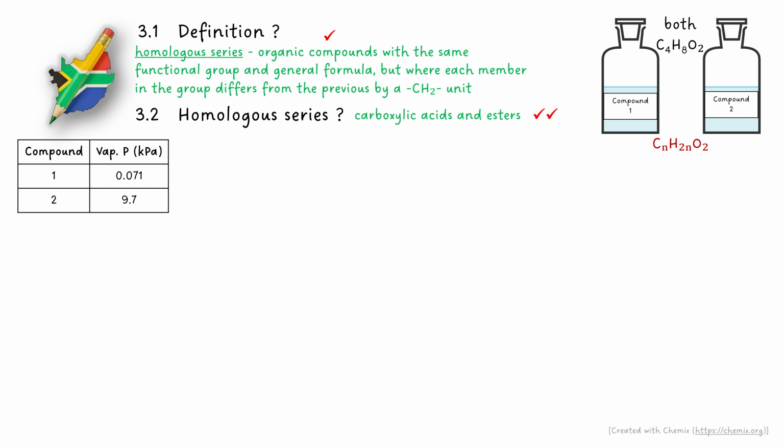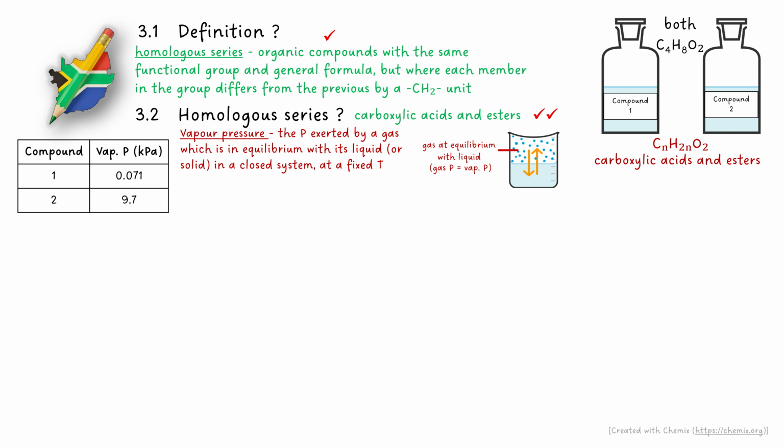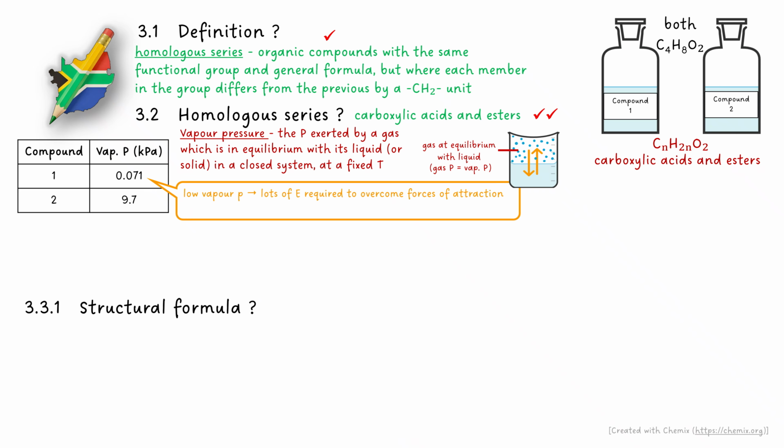Next, we are given the vapor pressure of each compound. Vapor pressure is the pressure exerted by a gas which is in equilibrium with its liquid in a closed system at a fixed temperature. We need to identify the structural formula of the first compound from its vapor pressure. We know one of the compounds is a carboxylic acid and the other is an ester. Compound 1 has a low vapor pressure, and this means that lots of energy is required to overcome the forces of attraction between the molecules. So the forces between molecules of compound 1 must be strong.